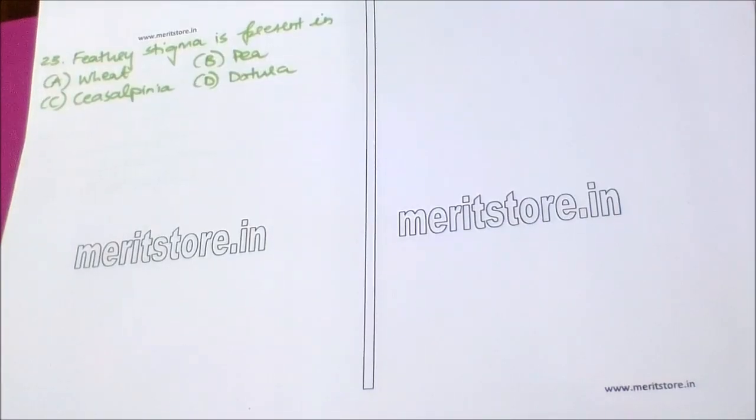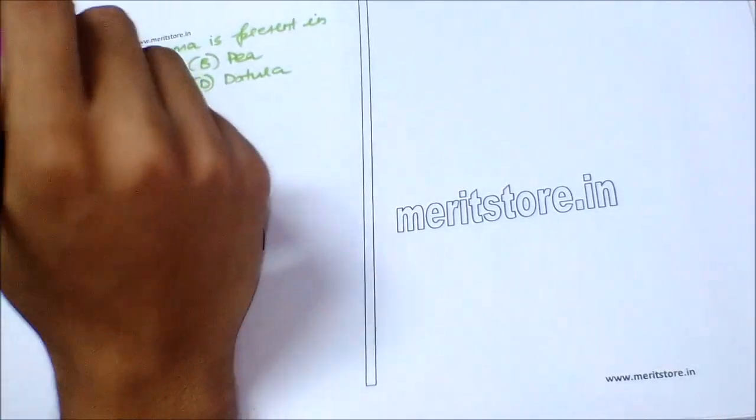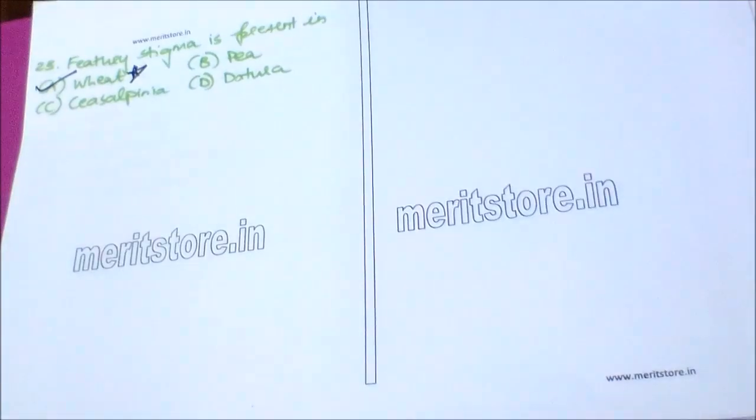Feathery stigma is present in option A, wheat, option B, pea, option C, caesalpinia, and option D, datura. The answer to this question is quite straightforward, which is option A, wheat, wherein a feathery stigma is present.